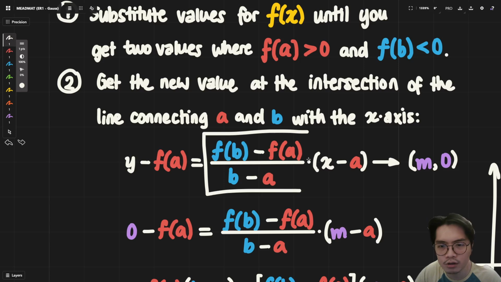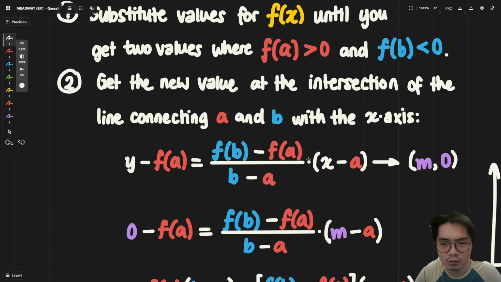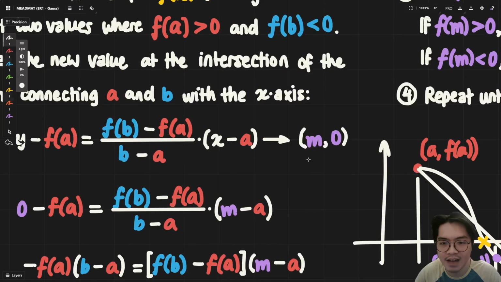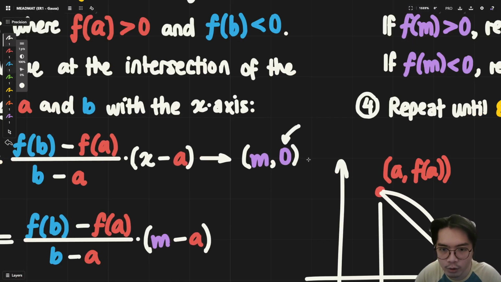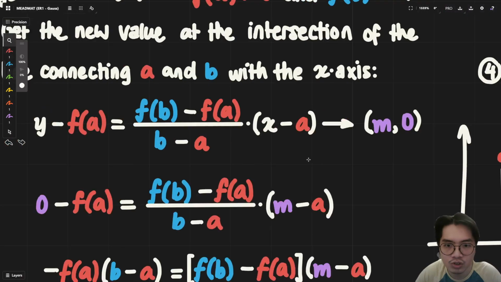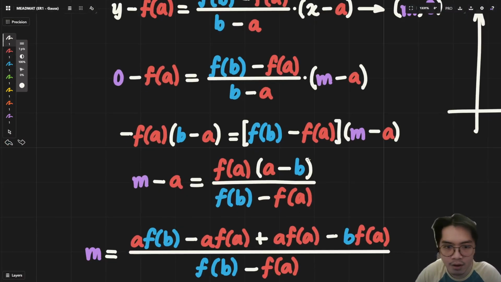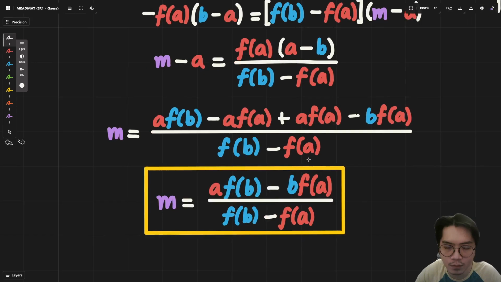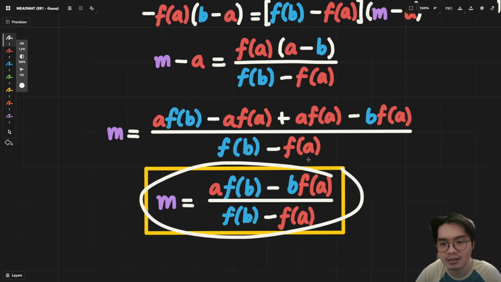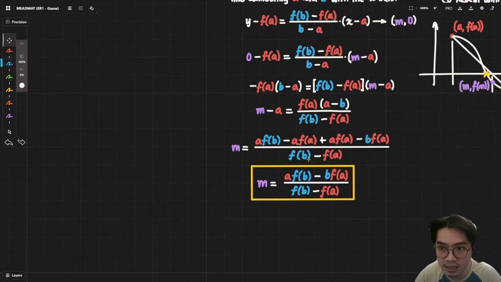All of that is given. It does seem very complicated, but all of those things are given, so there's no issue. We said that this new value m should touch the x-axis. That is why its y-coordinate is 0. So you substitute those values for x and y, and you back solve for m, and you will get to here. This is the heart of the regula falsi method.